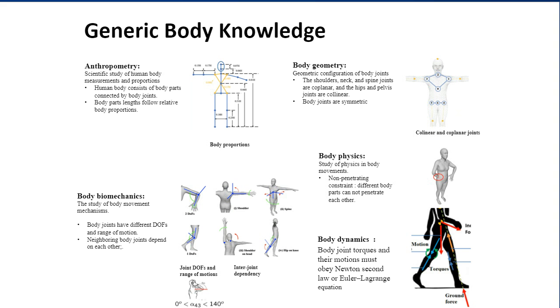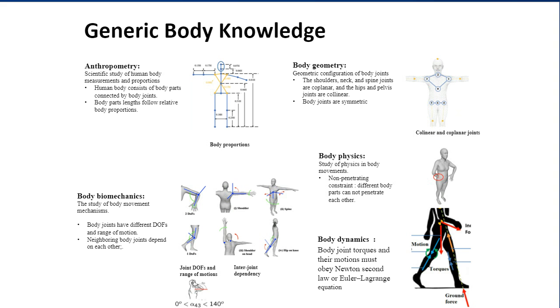In addition, we are also interested in the dynamic body knowledge. Specifically, we want to have the body dynamics. The body dynamics basically relate the joint motion with the joint force, right? So this is typically related through Newton's second law, or through the Euler-Lagrange equation. It relates the motion, the speed, the acceleration of the joint to the joint torque. So we have this static and dynamic knowledge.